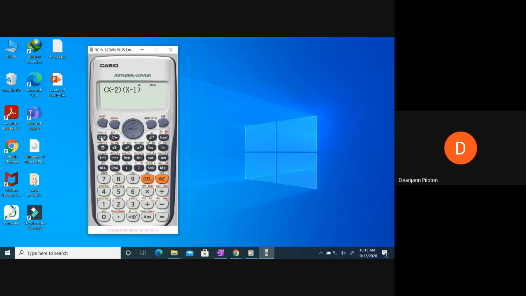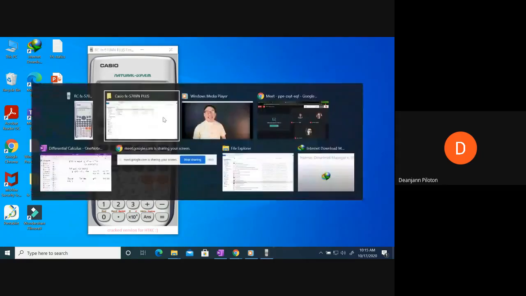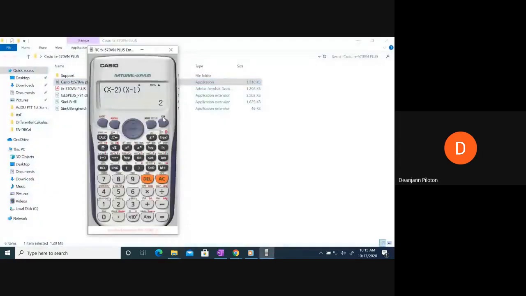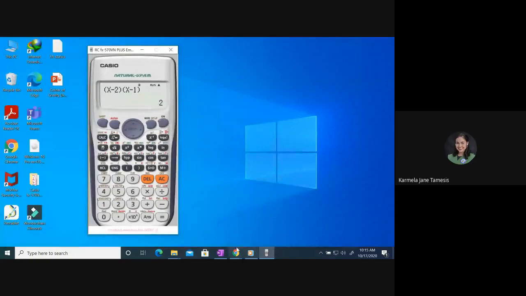So for example, ang test value nimo is 0. Press calculate, then ang i-substitute nimo sa x diba kay 0. So press 0, then equals. So if your x is 0, your g of x is 2. Naka-follow ba, class? Yes po, sir.